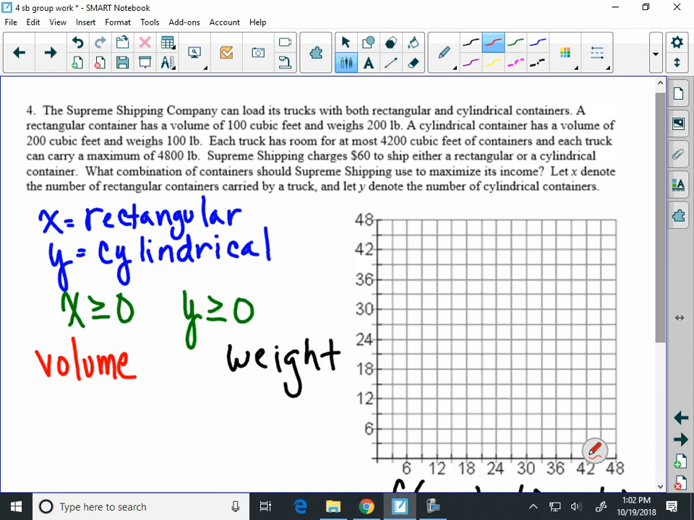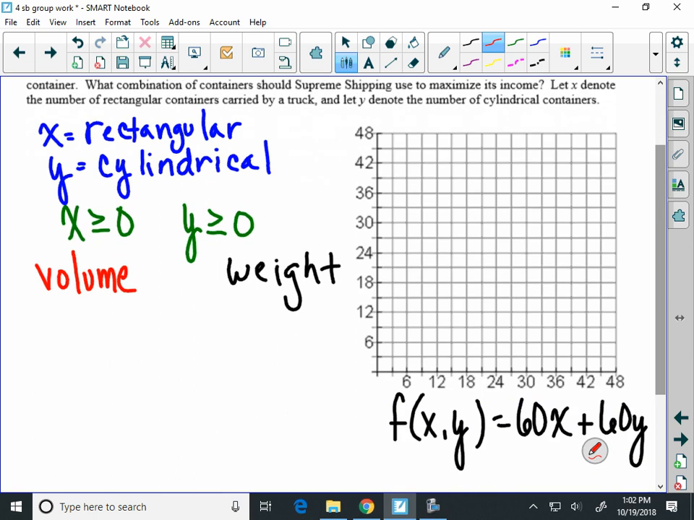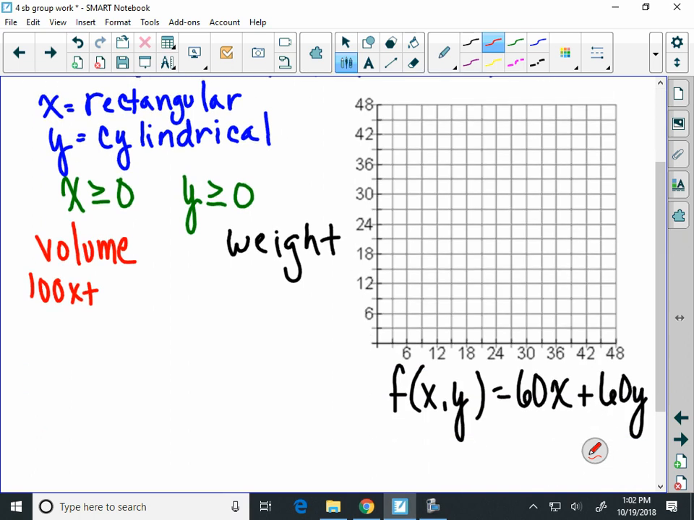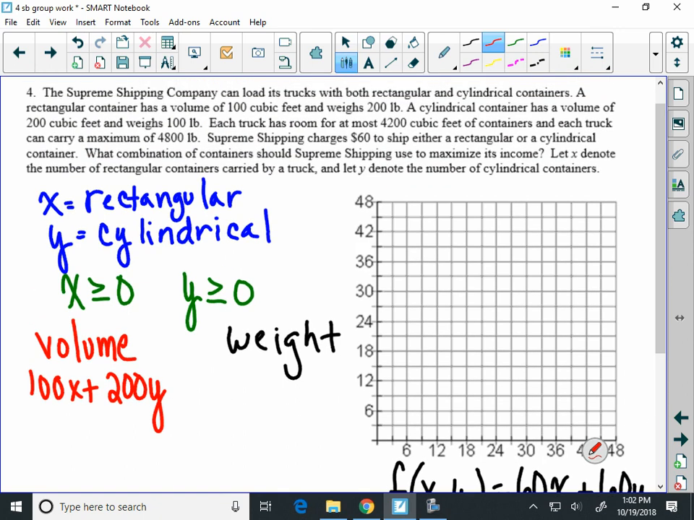A rectangular container has a volume of 100 cubic feet, 100x. So we need to look for how much volume in a cylindrical container. The next sentence says a cylindrical container has a volume of 200 cubic feet. And how much volume are we allotted in this problem? Well, each truck has room for at most 4,200 cubic feet. Less than or equal to 4,200.